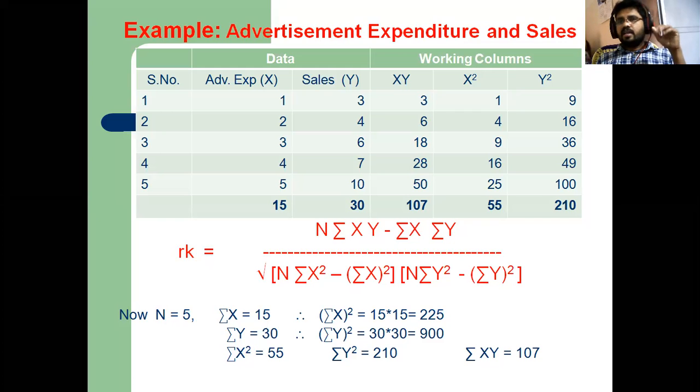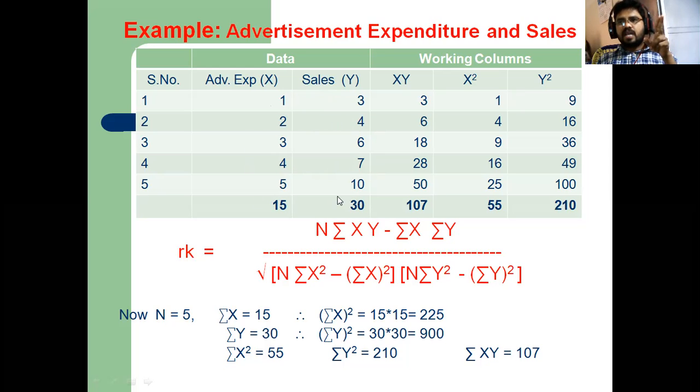For example, take the rupees: advertisement expenditure 1 rupee, 2 rupees, 3 rupees, 4 rupees, 5 rupees. Take it day-wise: 1st day, 2nd day, 3rd day, 4th day, 5th day. When they spend 1 rupee on advertisement, their sales are 3. When they spend 2 rupees, sales are 4. When they spend 3 rupees, sales are 6. When the expenditure is 4 rupees, sales are 7. When the expenditure is 5 rupees, sales are 10.